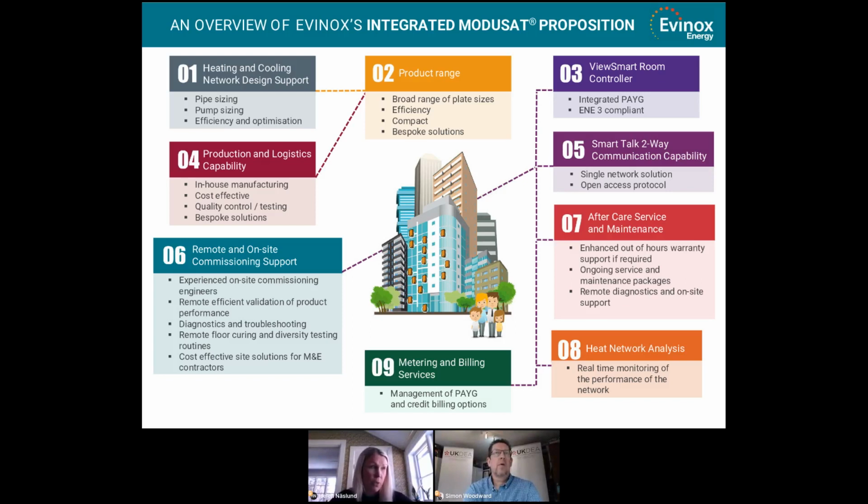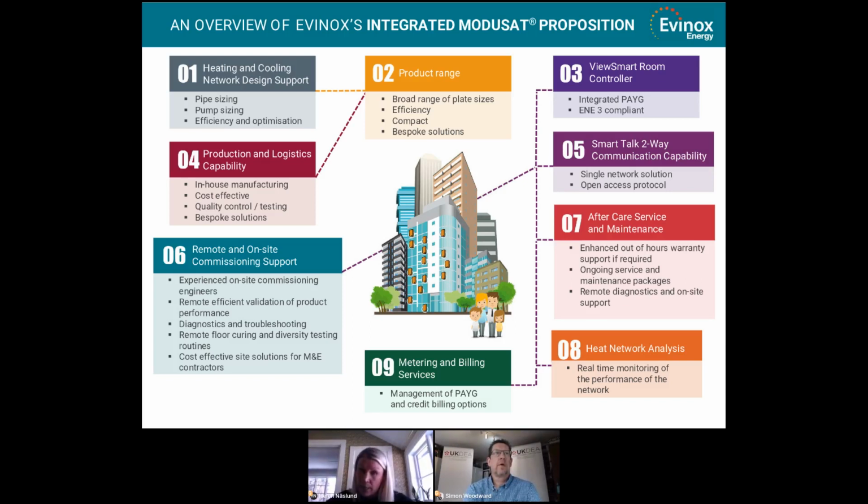We've got quite a broad product range, and that is to ensure that we are selecting the right plates for the specific project. So we don't take a one-size-fits-all approach, because then we will end up with a lot of oversized units with constant laminar flow going through the plates. So we do always make sure that the product we supply to the project has been sized specifically for the project they're going into. We've got our own factory, so we're fully in control of our production and logistics.